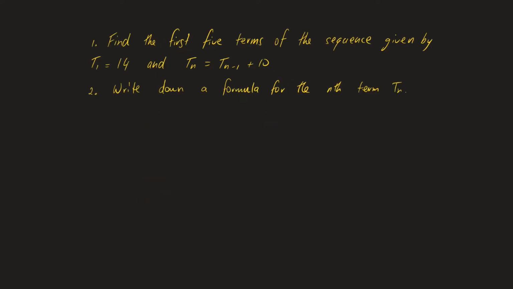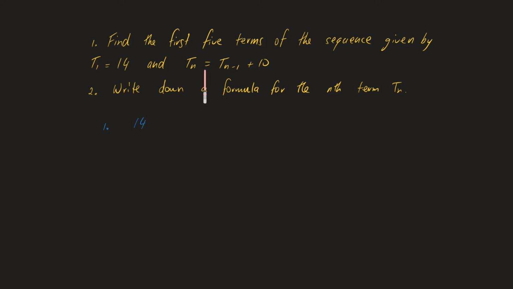Let's have a look at an example now. So we want to find the first 5 terms of the sequence given by term 1 is equal to 14 and Tn is equal to Tn minus 1 plus 10. And 2, write down a formula for the nth term Tn. Okay, so they're giving us the first term is 14.